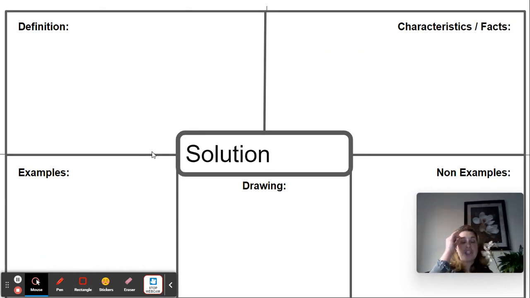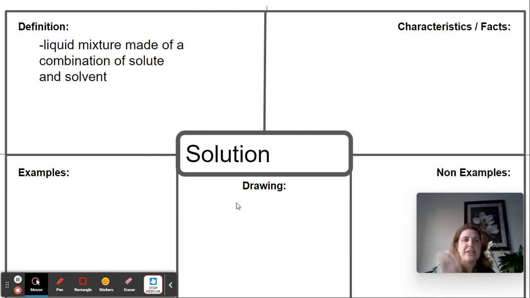Our next term is solution. And again, it's not like an answer to something. That is not solution in this context. Solution in this context is a liquid mixture made of a combination of solute and solvent. Now, I just used two other words in the definition that we haven't done Frayer cards for, and we're not going to. We're just going to include them all on this one.